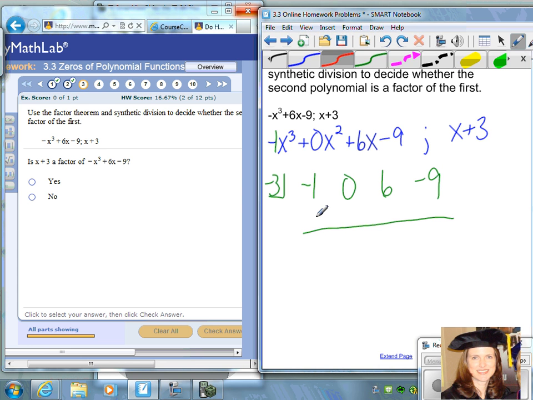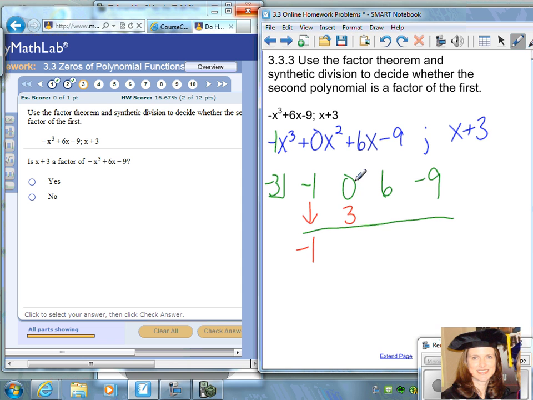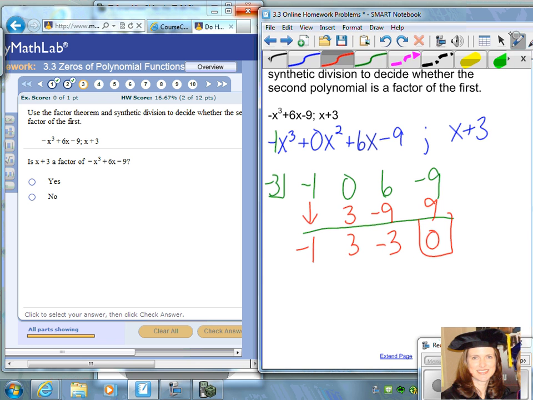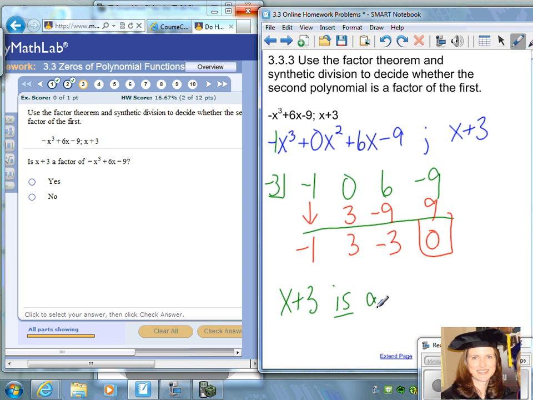bring down the first coefficient of negative 1, multiply by negative 3 to get positive 3, add 0 and 3, multiply 3 and negative 3 to get negative 9, 6 and negative 9 give you negative 3. Negative 3 times negative 3 is positive 9, and negative 9 and positive 9 is 0. The remainder is 0, so we can say x plus 3 is a factor.